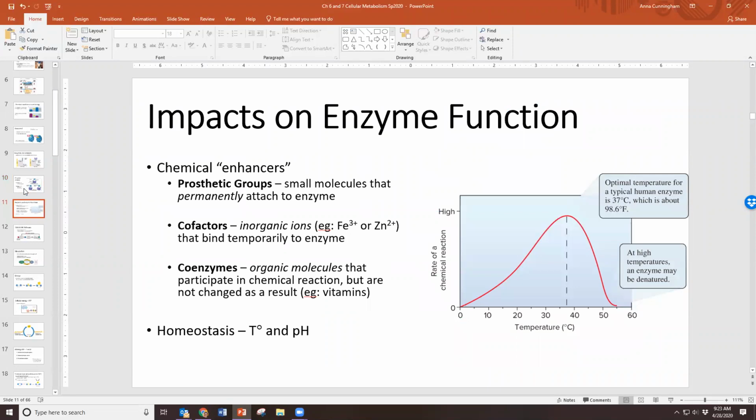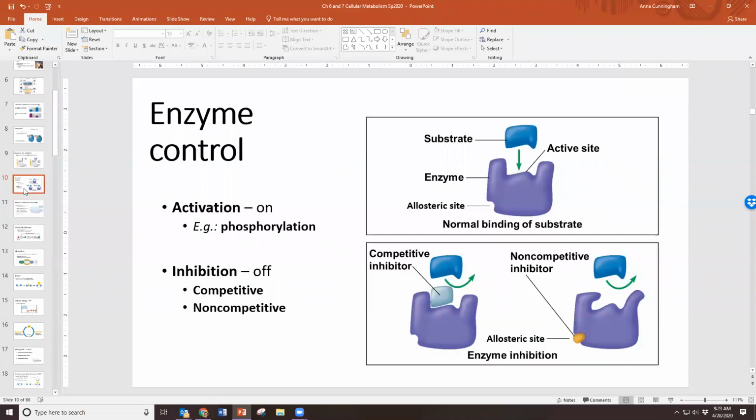We do have other ways that we can impact. Oh, I had a question. Does this also happen with the competitive inhibitors? Good question. No. So you can see here, competitive inhibitors bind to the active site, and they just function to physically block the binding of a substrate. So that's how they're classified.